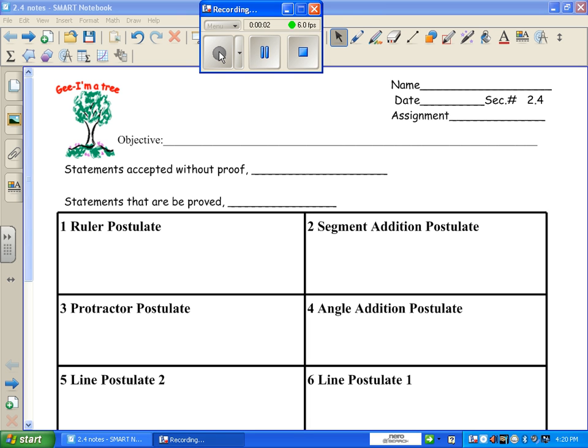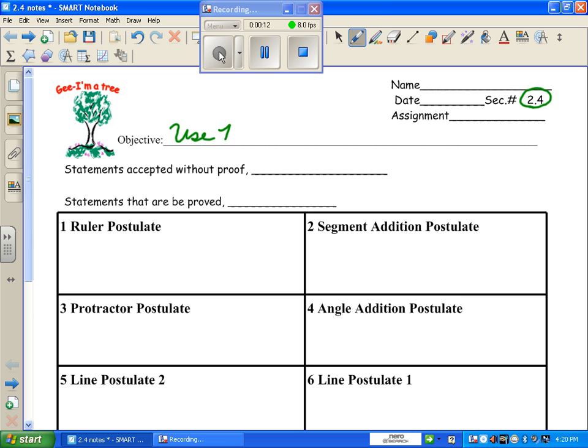Okay, I'm recording section 2.4, and the objective is use postulates and diagrams. Use postulates and diagrams. The postulates are going to be on the front, and the diagrams we will do on the back.